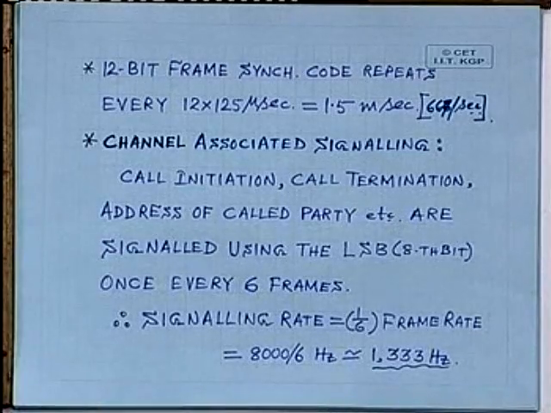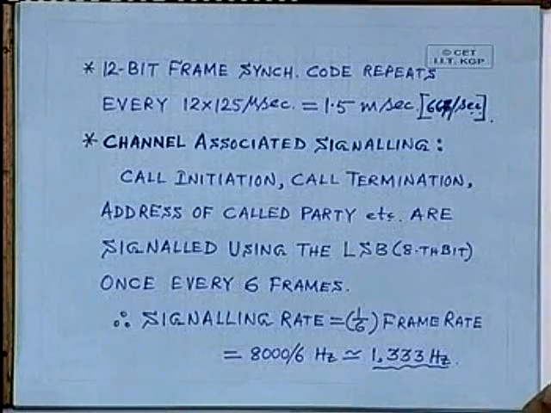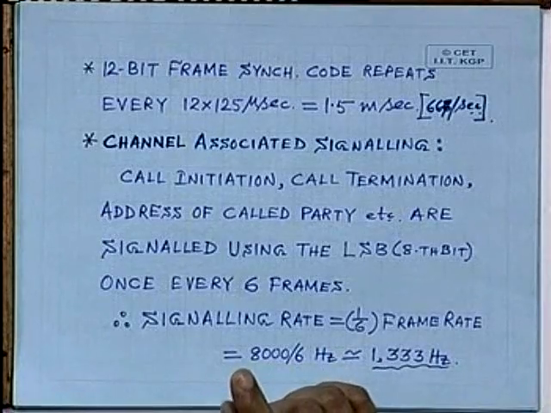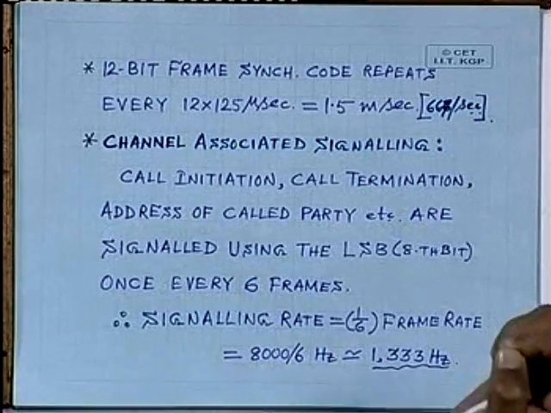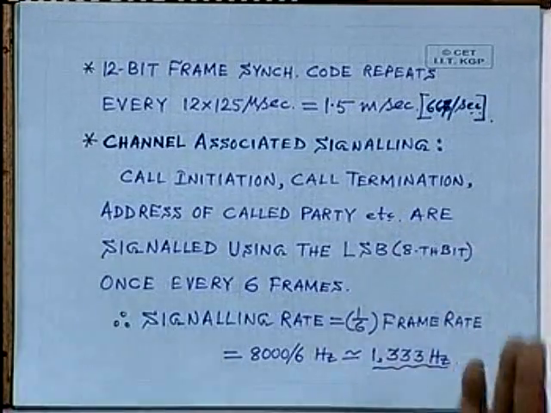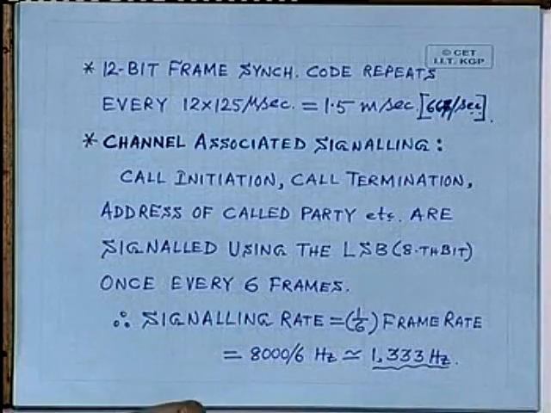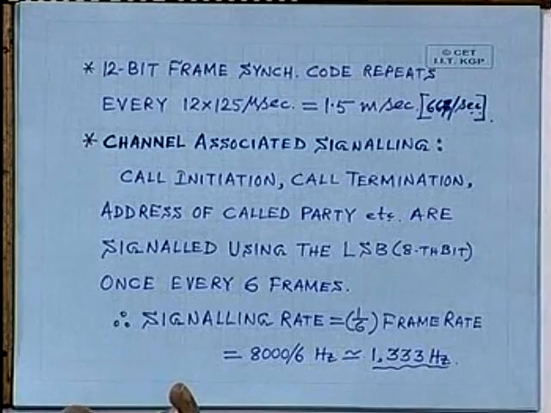It takes 1.5 milliseconds to receive this full 12-bit synchronization code through 12 frames. So if I now talk about the average rate of frame synchronization bits, it comes out to be 667 bits per second.